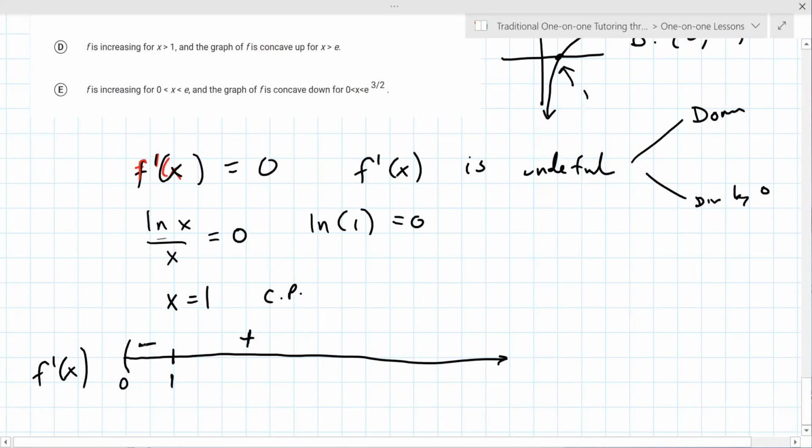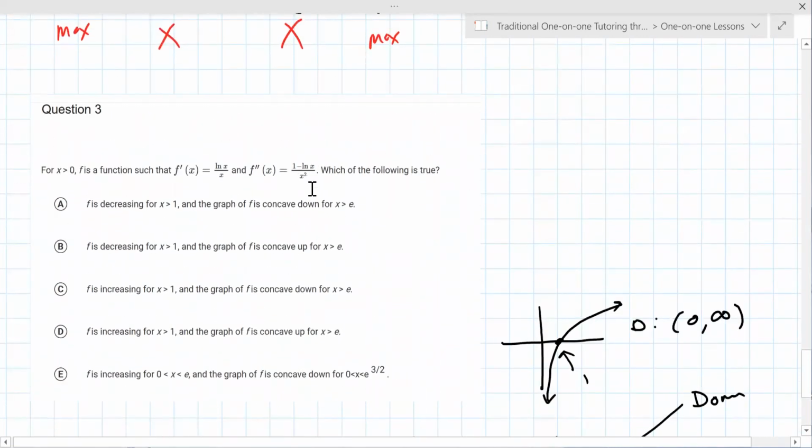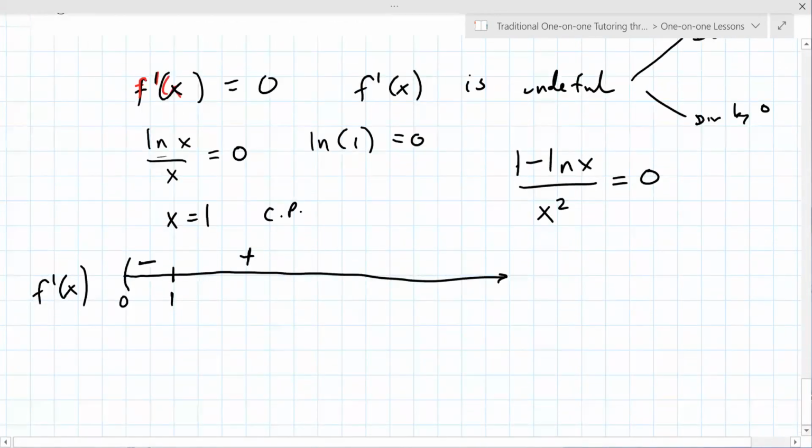Then you have to do the same thing for the second derivative. They give you the second derivative, thank goodness, because you know there's more work to do. The second derivative is 1 minus natural log of x over x squared. We have to figure out where that equals 0. Where does the numerator equal 0 on that one? Any idea?